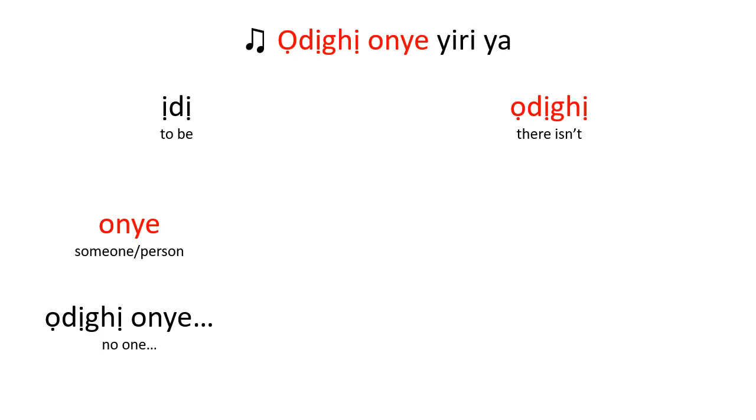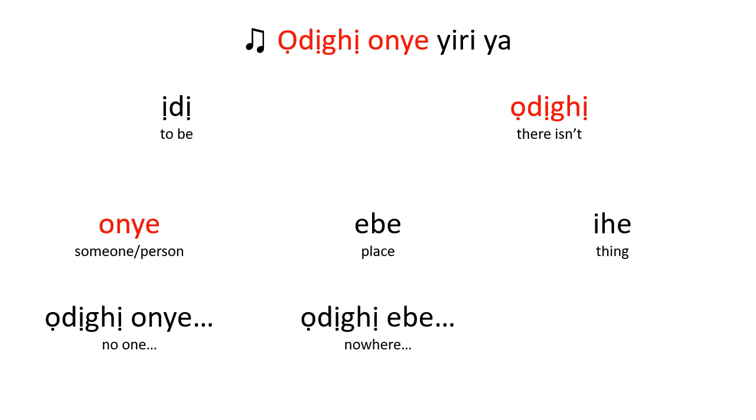So we've seen that onye is someone and ọdịghị onye means no one. Likewise, ebe is place and ọdịghị ebe means nowhere. And ihe is thing and ọdịghị ihe means nothing. Ọdịghị onye, ọdịghị ebe, ọdịghị ihe.